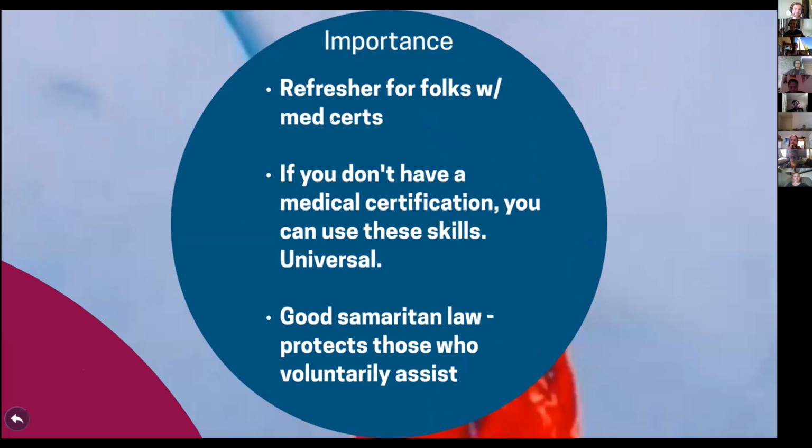If you have a medical cert, this is going to be a great refresher for you. Like I said, we'll go over the patient assessment system, so the scene size up and the primary assessment specific to a wilderness setting. And if you don't have a medical cert, you can definitely use these skills. They're universal. Whether you're in the front country or the back country, whether you have a trauma injury or a medical ailment going on with your patient, you'll be able to use this patient assessment system to make sure that the scene is safe and then help that individual.